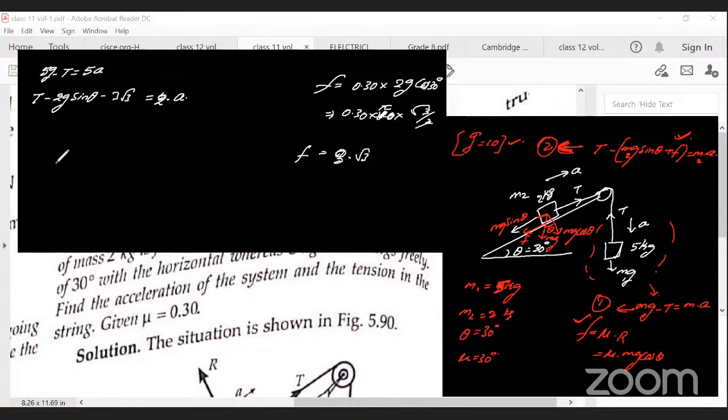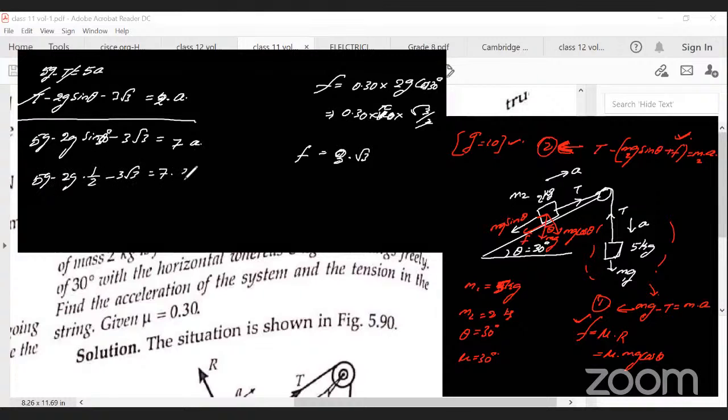So what I'll do, I'm going to add the two equations. When I add, T will get cancelled. So it is 5g minus 2g sin theta minus 3 root 3 is equal to 5a plus 2a, which is 7a. Now substitute g is equal to 10. Sin 30 is equal to 1 by 2. So it is 5g minus 2g into 1 by 2 minus 3 root 3 is equal to 7 into a. The 2 will get cancelled, so 5g minus g is 4g. So 4g is nothing but 40 minus 3 root 3, divided by 7, is equal to your acceleration.